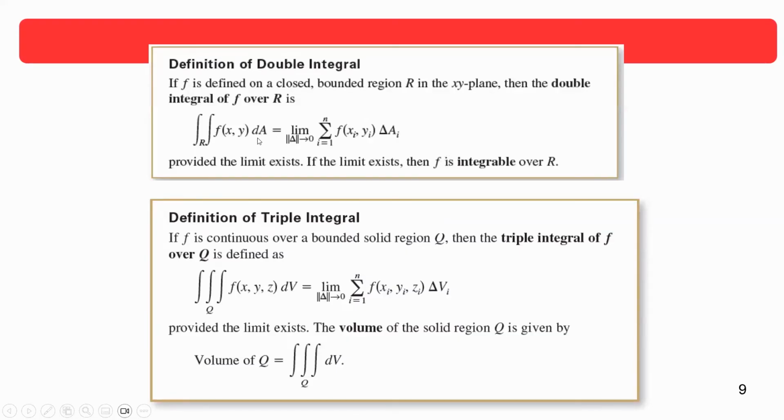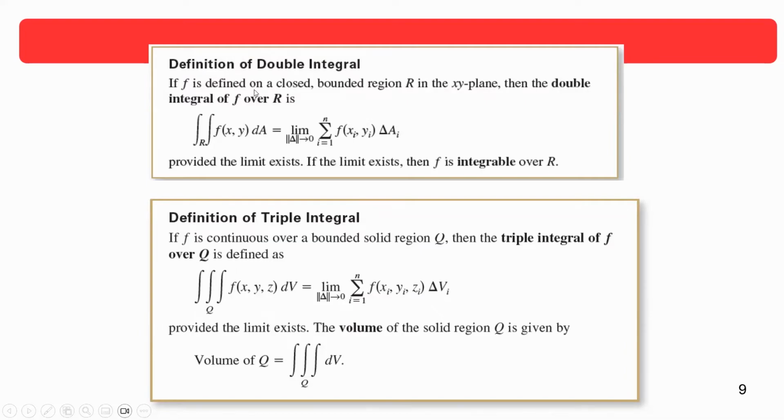So of course, for iterated integrals, it's not just double integrals. We also have what you call triple integrals. Here, guys, don't be scared when you see the R, when you see the Q, what do those mean? Let's go to the definitions first.